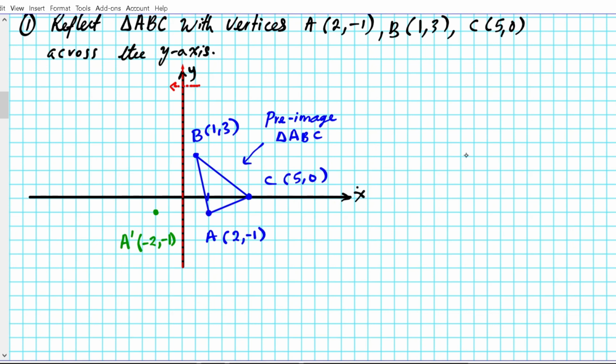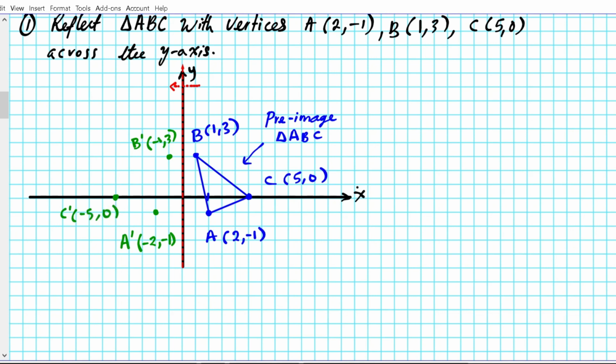Alrighty. And then point B will follow the same pattern. Since B is 1 unit to the right, if we reflect it across the y-axis, it would be 1 unit to the left. That will take us to the image B prime with coordinates -1, 3. And then point C is 5 units to the right, 1, 2, 3, 4, 5 on the x-axis. So point C prime will be 5 units to the left, 1, 2, 3, 4, 5 on the x-axis. That will be the image of point C, C prime, with coordinates -5, 0.